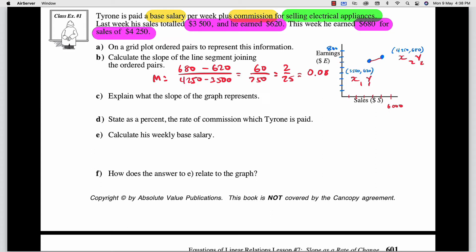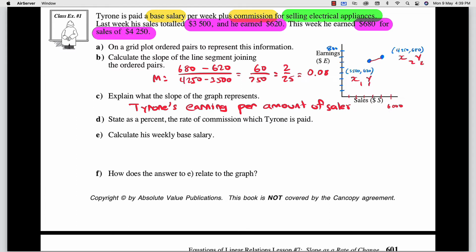Okay. And now basically explain what the graph represents. So the graph represents Tyrone's earnings per amount of sales. Okay. State as a percent the rate of commission which he is paid.